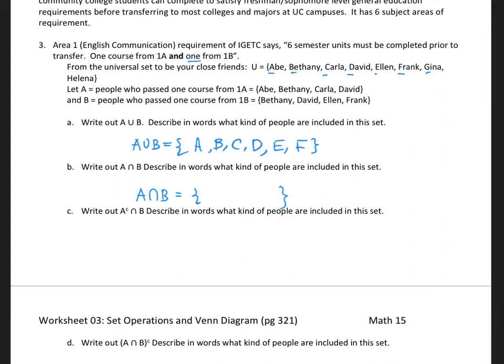I notice not Abe, because Abe did not take 1B. Bethany, see, Bethany did. Carla, no, because Carla didn't take 1B. But David took 1B and 1A. So just B and D, that's it.